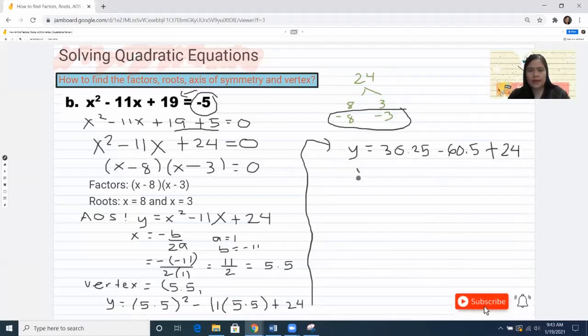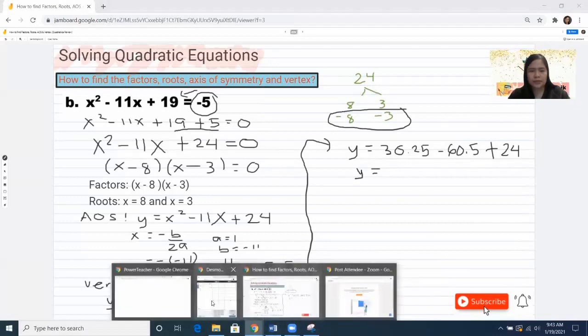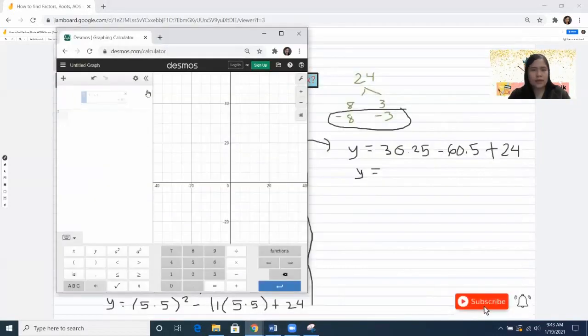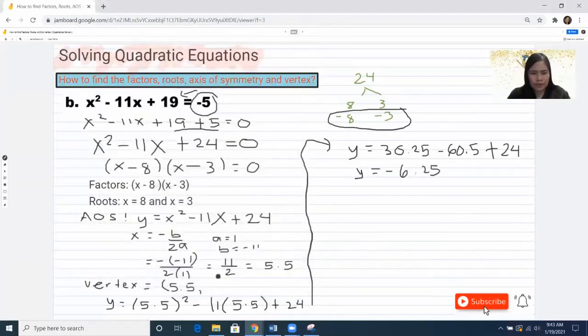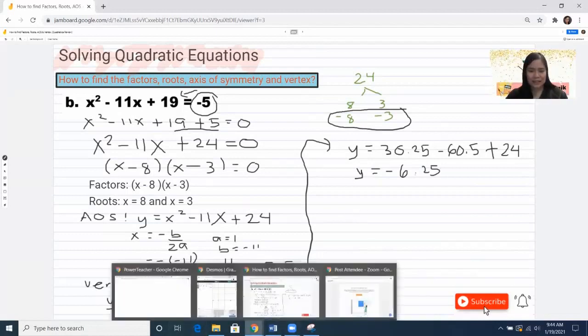So that's it. The value of y now, let us simplify it. Again, we will use the Desmos graphing calculator. So we have 30.25 minus 60.5 plus 24. So we have negative 6.25. So the vertex now is 5.5 and negative 6.25. So let us double check our answer using a Desmos graphing calculator.